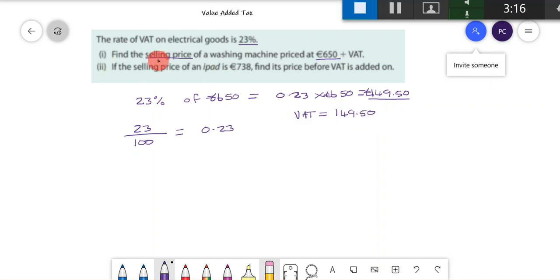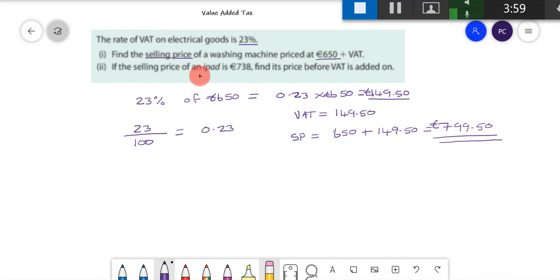So in order to work out the selling price, I'm just going to abbreviate it as SP. The selling price is equal to the price they paid for it, which is 650, plus 149.50. We add the two of those together, and it's going to be equal to 799.50. So that's the first part. The selling price would be this amount here.